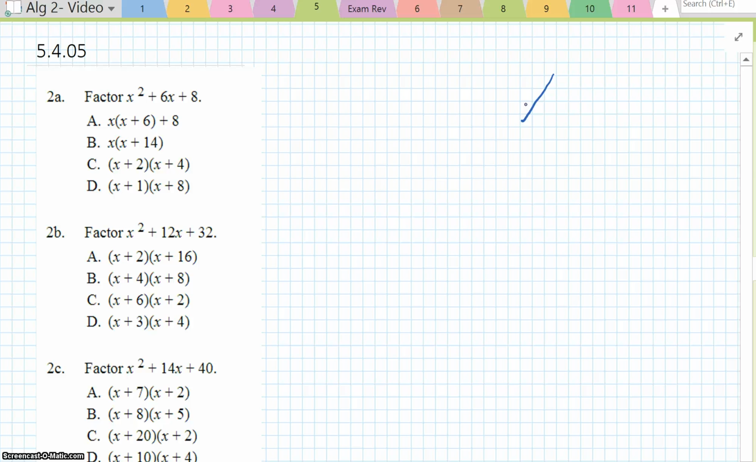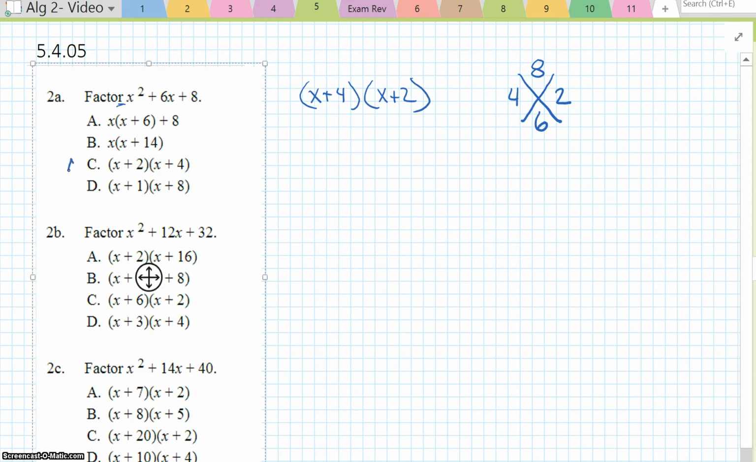So 2a, what is our a times c value? That is going to be 1 times 8, so that's 8. And our b value is 6. So what two numbers have a product of 8 and a sum of 6? Well, the two numbers that come to mind for me are 4 and 2. Our a value is 1, so we can do a shortcut and just say x plus 4 times x plus 2. So our answer is C.